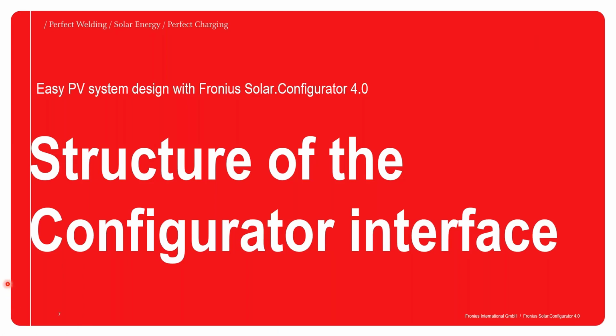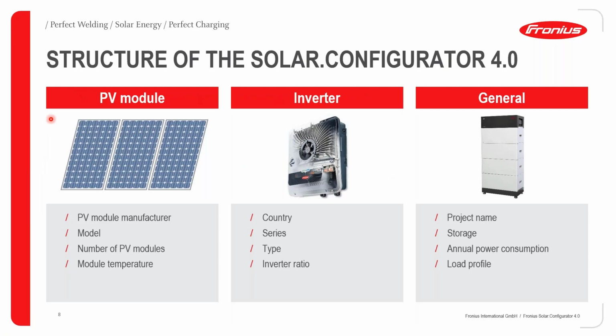So what is the structure of the configuration interface? As soon as we land on the configuration interface, we are provided with 3 main portals, and one of them is the PV module. It's very important to select the correct PV module manufacturer. You will find about 99% of PV module manufacturers on our Solar.configurator portal. The reason for this is that our PV module manufacturer search field is linked to an external third-party database.